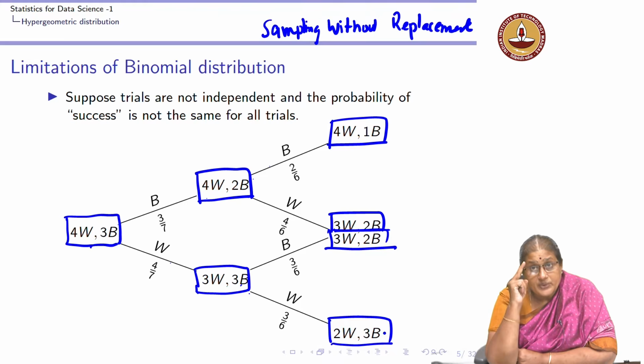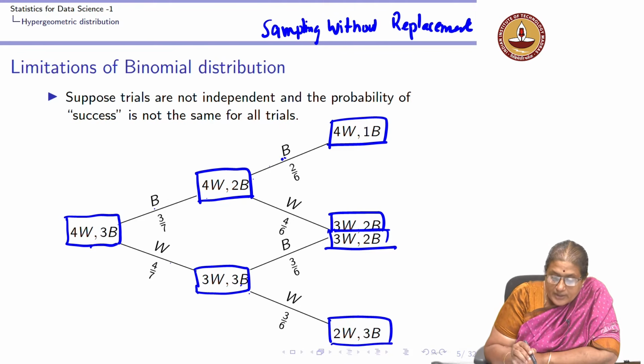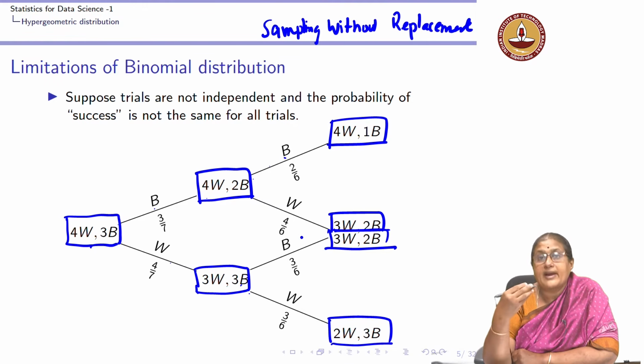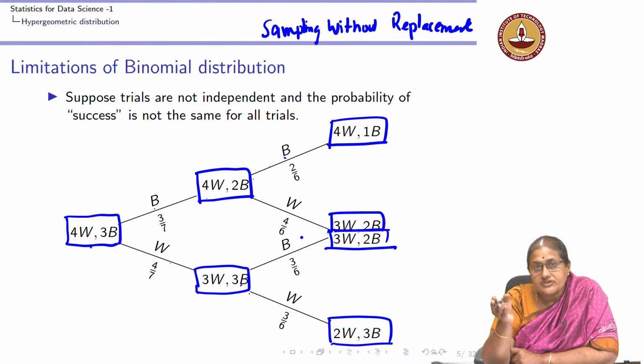Two things which we need to understand: drawing a black ball here is not independent of what the result was here. It is dependent. You can see that the chance of me drawing a black ball, if I go from this branch, is 2 by 6, whereas here it is 3 by 6. So whether you drew a black ball or a white ball in the first trial actually affects the chance of you drawing a black or a white ball in the second trial.